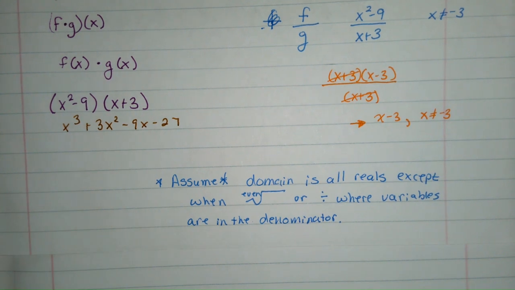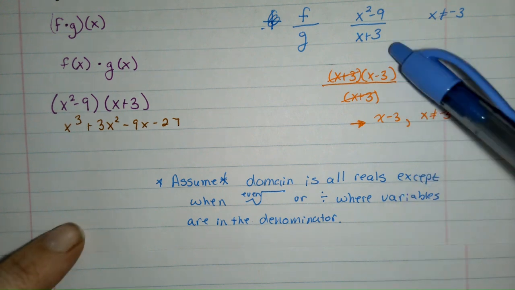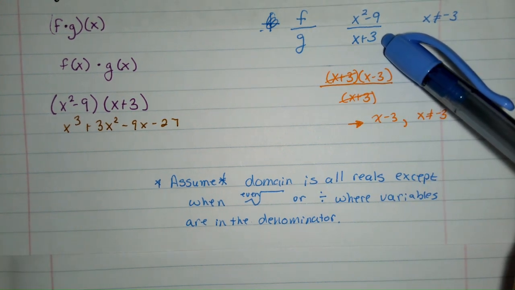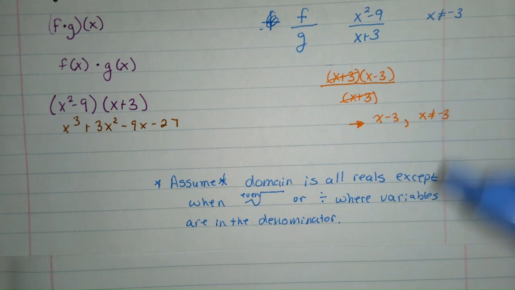Okay, so if you don't have one of those two cases, then your domain's probably all reals at this point in your mathematical career. If there's division with variables, like right here, we had an x in the denominator, hence why we had to get rid of negative 3, or if you have a radical, then you're going to have issues with your domain. Otherwise, it's probably, not guaranteed, but probably all reals.